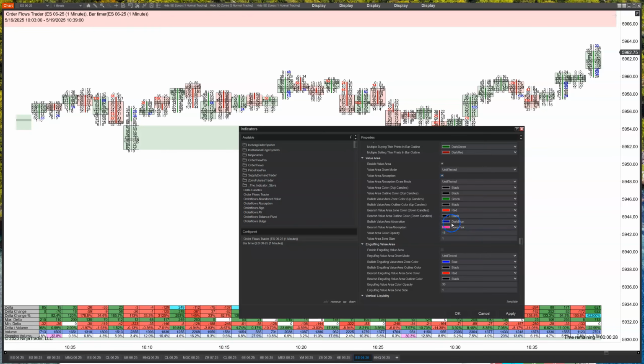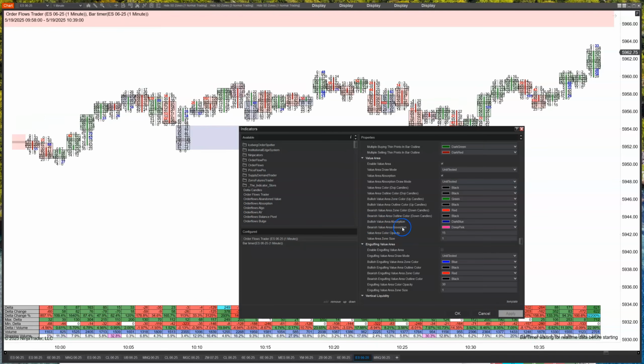ends of the spectrum. So you're going to look for the dark blue or the deep pink value areas, okay? They, in my opinion, are going to be more powerful than just the regular value areas that I'm looking at to be support or resistance. I'm going to look for the bullish or bearish value area absorption as acting more as support or resistance.